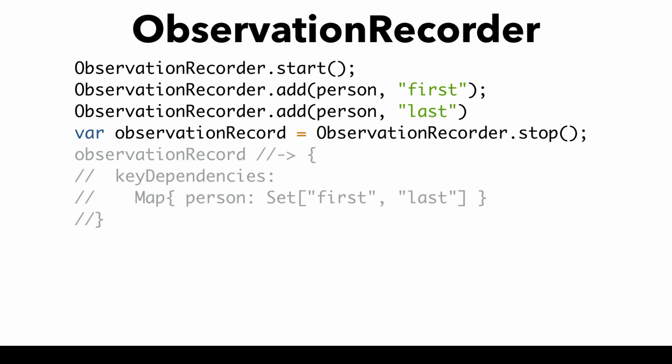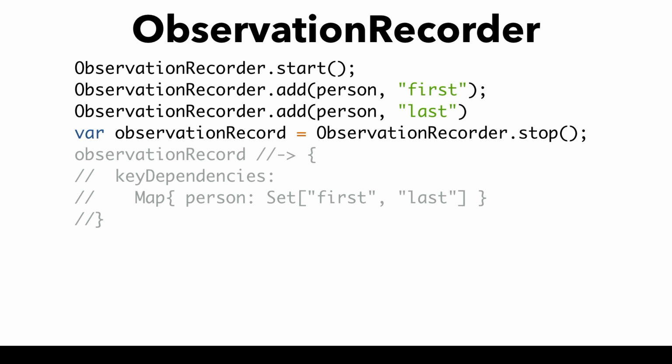To solve this problem, CanJS uses a singleton module called Observation Recorder. It can be used to capture observable values read between its start and stop methods. When observables in CanJS, like SimpleMap, are read, they call Observation Recorder add to register how to listen to changes in the observed value. Observation calls start before running its evaluator and stop after its evaluator to get the results of Observation Recorder add calls.